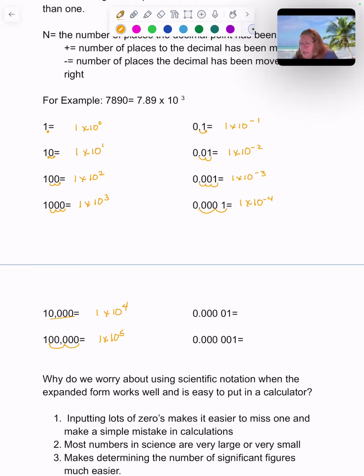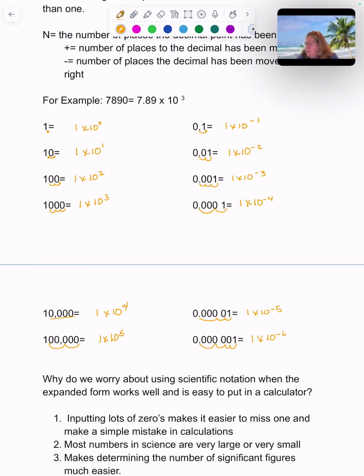Now we're going less than 1. We're not negative, we're less than 1. So 3, 4, 5, 1 times 10 has to be a negative 5 because it's less than 1. There's 3, 4, 5, 6. 1 times 10 to the minus 6.